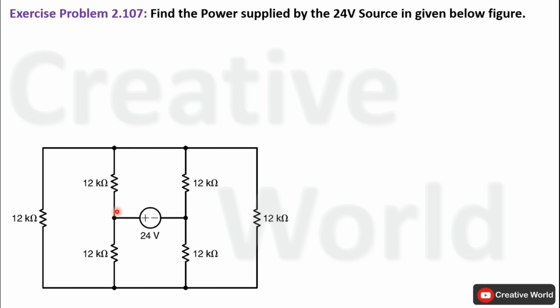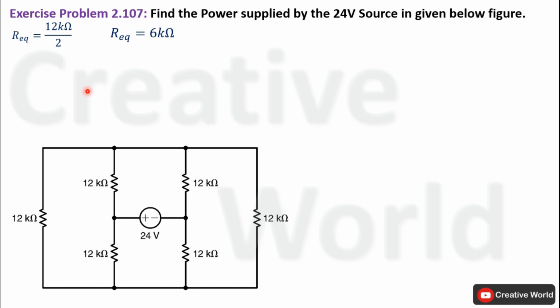For that purpose, we will start simplifying this network to find a single resistance which will be equivalent to this network. Start from here. These two resistances of 12 kilo ohm are connected in parallel. So we can find their equivalent resistance and replace them with a single resistance. Both resistances have the same value, so their equivalent resistance is calculated by dividing the value of a single resistance by the number of same parallel connected resistances. R equivalent will be equal to 12 kilo ohm divided by 2. So R equivalent will be equal to 6 kilo ohm.